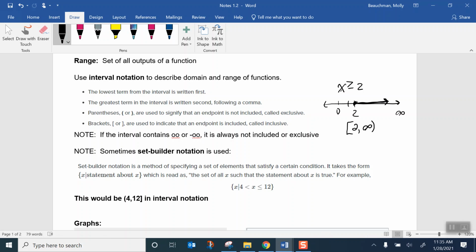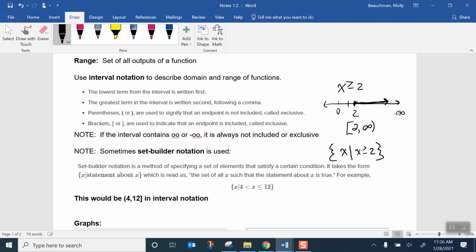So an inequality is sometimes called set builder notation. Set builder notation is a method of specifying a set of elements that satisfy a certain condition that takes the form x, and then a bar, statement about x, which is read as the set of all x such that the statement about x is true. So you would take this inequality form, x is greater than or equal to 2, and in set builder notation, that would be the set of all x's such that x is greater than or equal to 2.